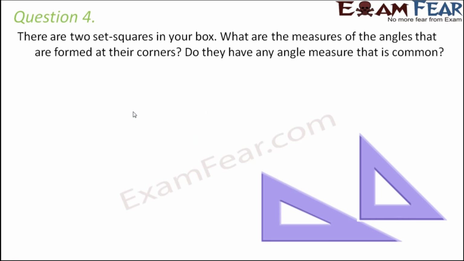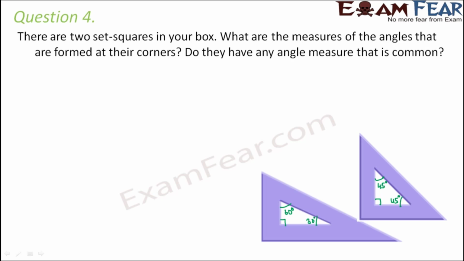Question number 4. There are two set squares in your geometry box. What are the measures of the angles that are formed at their corners? Do they have any angle measure that is common? Now, if you look at the two set squares, you would see that both have 90 degree in common. So for this set square, this is 90 degree, this is 60 degree, and this is 30 degree. So this is one piece of set square where the other two angles except the 90 degree are unequal. One is 60, the other one is 30. Whereas in the other set square, one angle is 90 and the other two angles are equal. So they are 45 degree each.